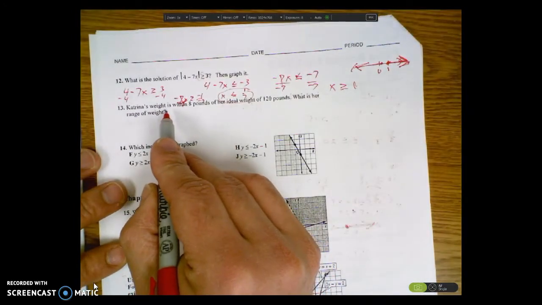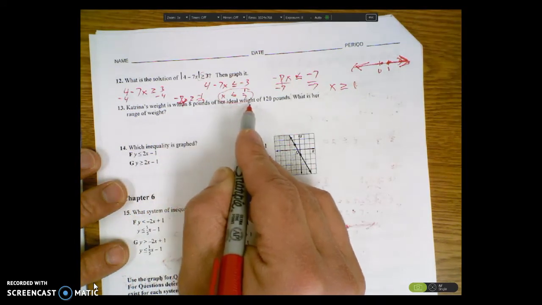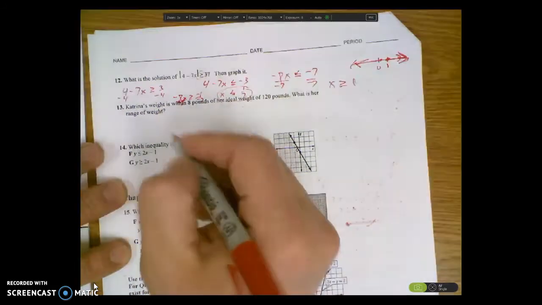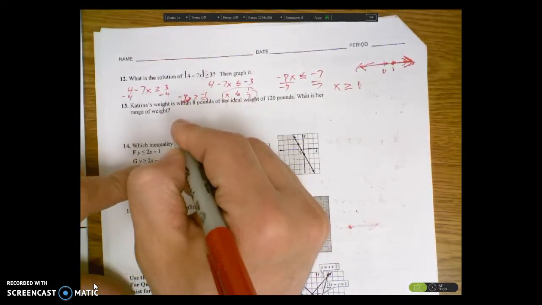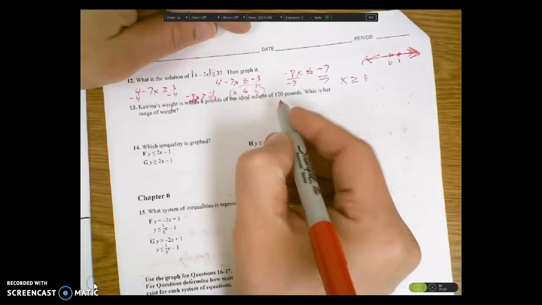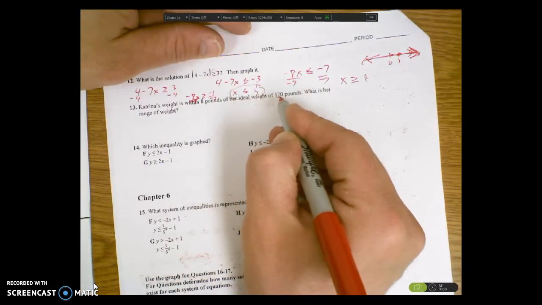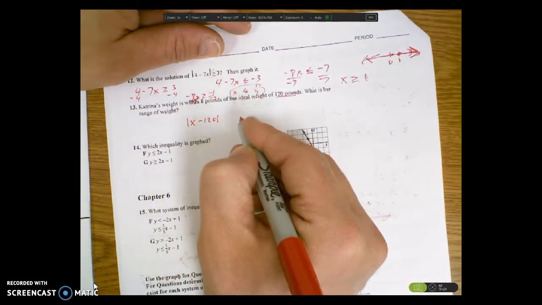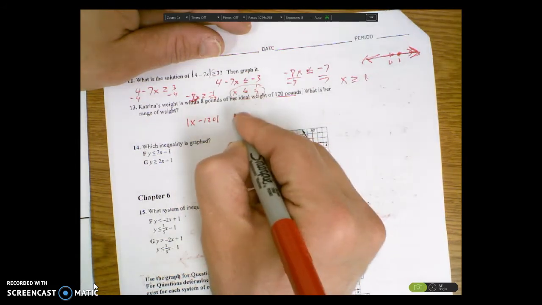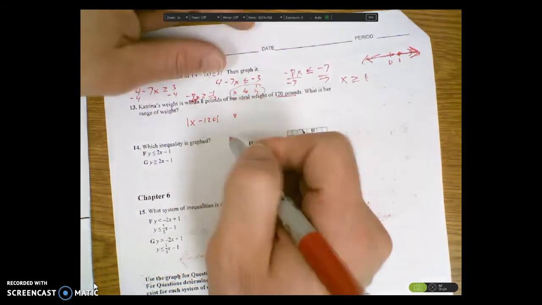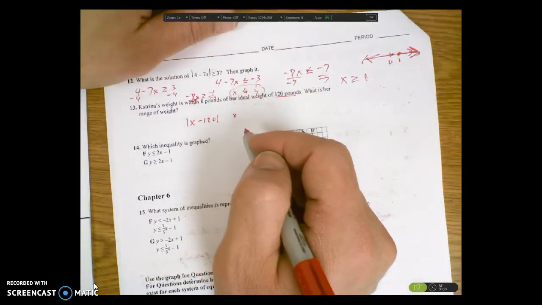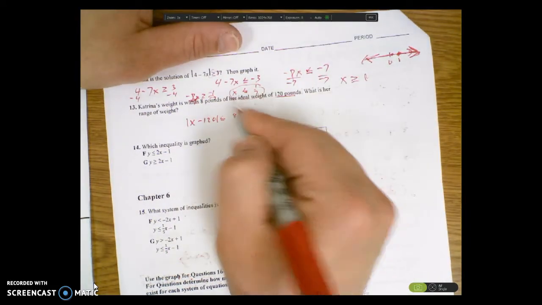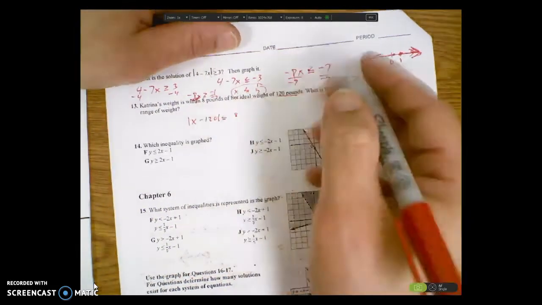So Katrina's weight is within 8 pounds of her ideal weight of 120 pounds. What is her total weight range? So what we're going to do is look at her ideal weight, which we're going to write as that. And we want to say that she's within 8 pounds of that. Okay? So essentially, to make a long story short, we're either adding 8 to 120 or subtracting, but here's the math behind it.